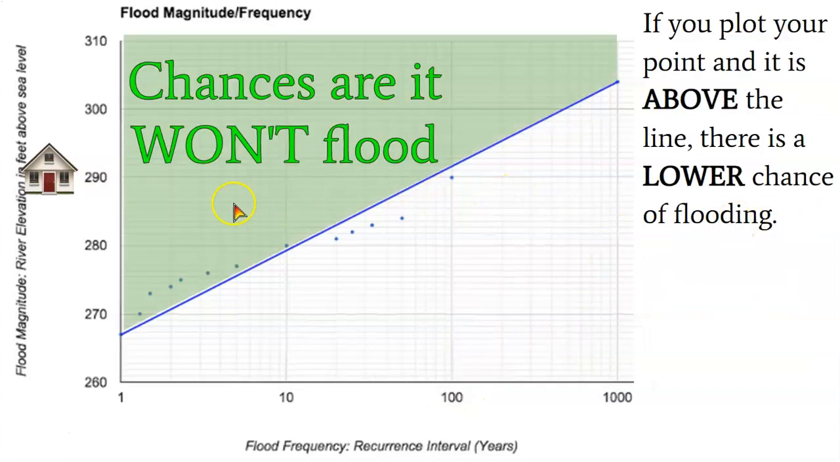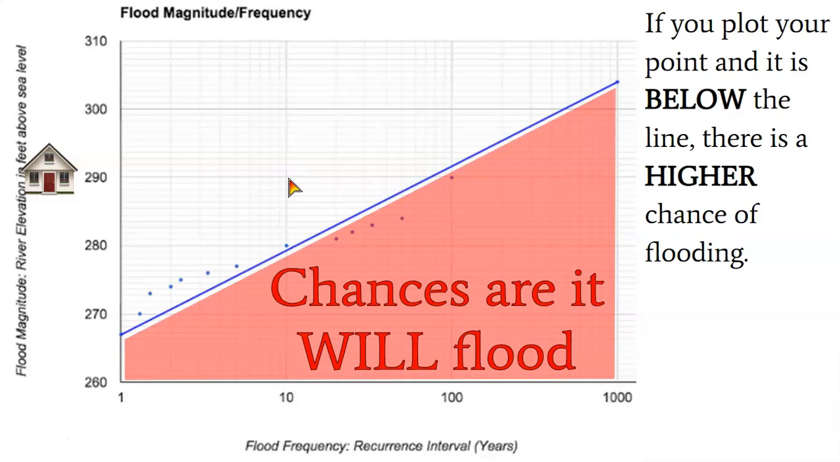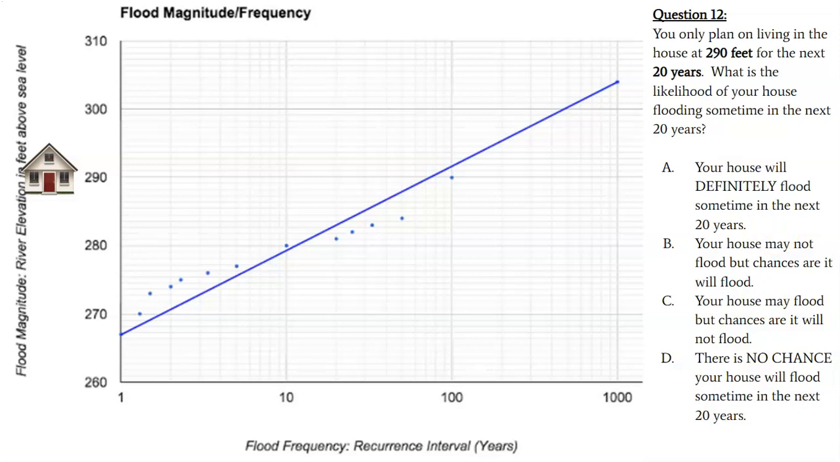Okay, so basically what this means is if you end up plotting this and you are above the line, chances are you're not going to flood, right? So if I'm at 290 and it's every 10 years, it's probably not going to flood, right? But if I'm below the line, let's say I'm at 270 feet, at 10 years you're probably going to flood, right? So I'm below that line, so I'm probably within 10 years going to be flooding. Okay, so let's take a look.